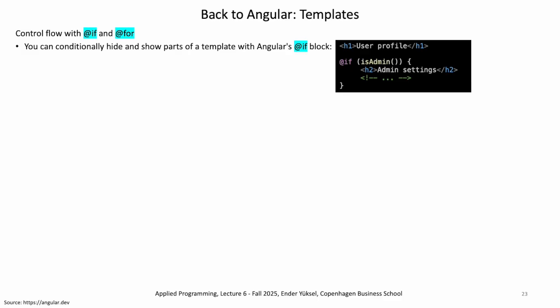Let's see how it works. First, Angular evaluates the condition isAdmin. If it is true, the content inside the block is rendered, which is heading 2 admin settings. If isAdmin is false, the content is completely removed from the DOM. The if block also supports an optional else block.